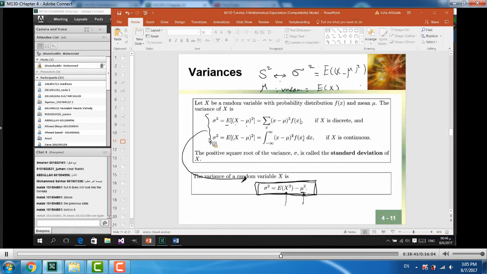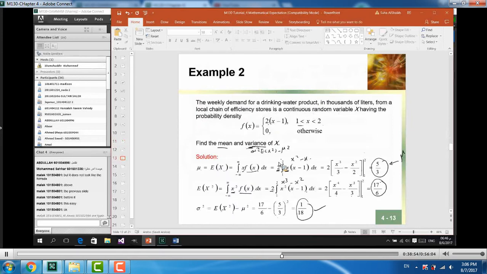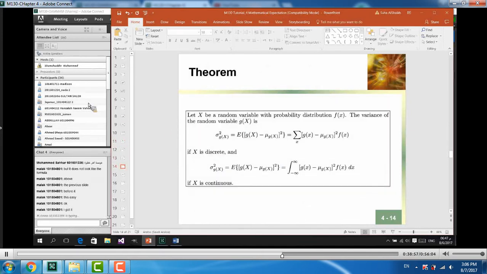Okay, good. Now, same as what we did for the mu, we have a mu for a function gx. Also, we have the variance here of a function gx. It is defined to be gx minus the mu gx square fx, and we don't have another formula here. We are stuck with this formula in case I'm finding it for gx. So the variance of gx is equal to the sum of gx minus the mu gx square fx, or the integration if it is continuous, the sum if it is discrete.